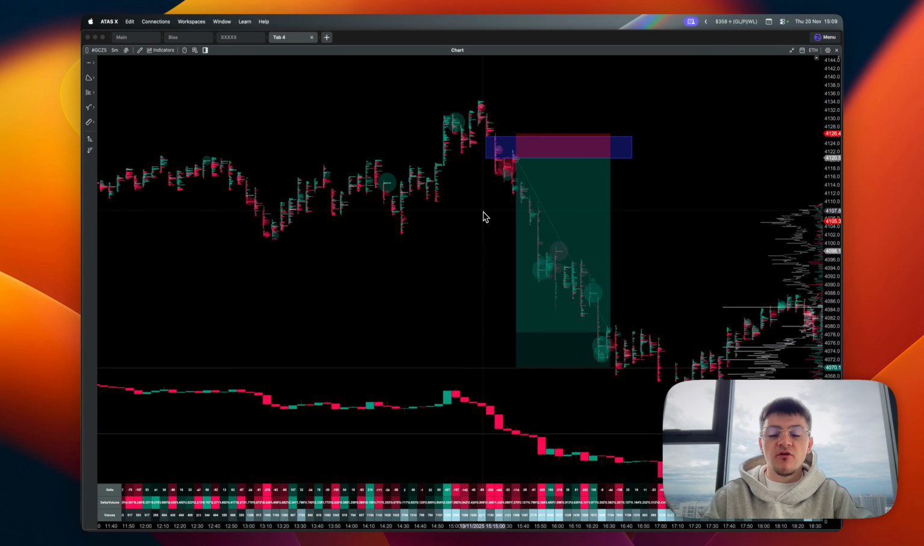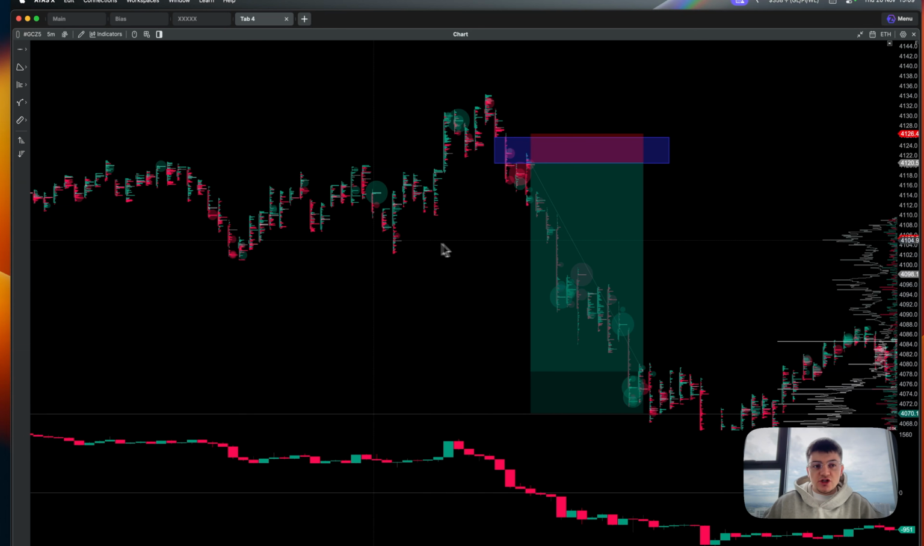This one is going over my two setups that I personally trade every single day: my continuation model and my absorption model. Let's get into this. So this is the chart template that I'm using.